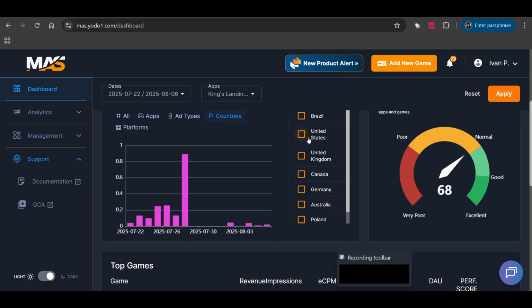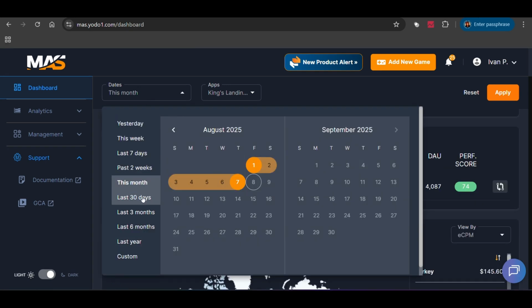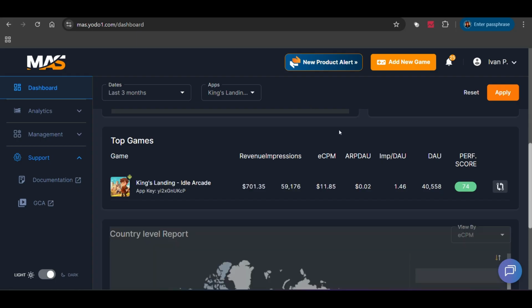Better analytics. Look at the country breakdown I showed. Brazil, US, UK, Canada. MAS shows me exactly where my revenue is coming from, plus daily active users data that AdMob doesn't provide. This helps me to make smarter decisions about user acquisition targeting.